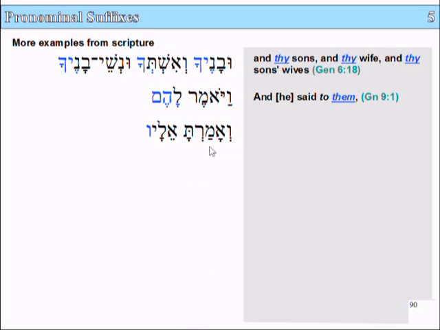Va'amata alev. And you will say to him. Now, this is the word say, amar, but it's preceded by yod, and here it's followed by a tav. We'll get into that in lesson 6 and 7.